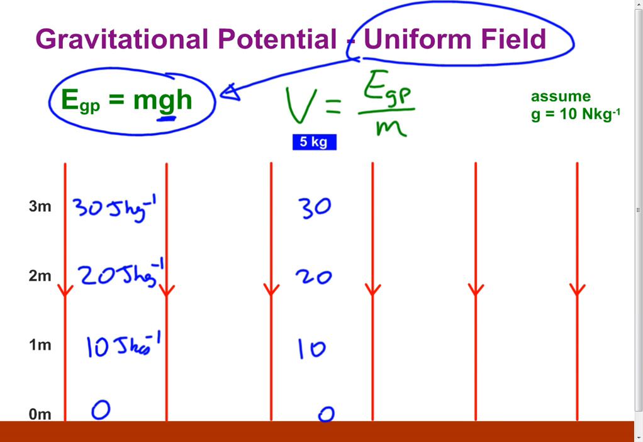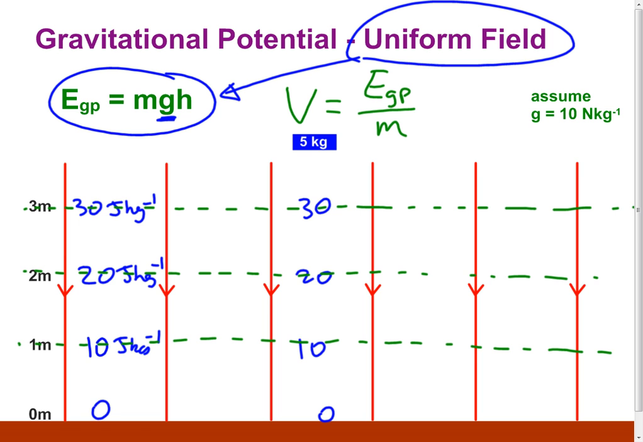What we can do with these is join them up. So if I join up all the places with a potential of 10, I get that line. If I join up everywhere that has a potential of 20, I get this line. If I join up everything that has a potential of 30, I get this line. If I join up everything with a potential of 0, there we go, I get this line here. And these lines of equal potential are called equipotentials.